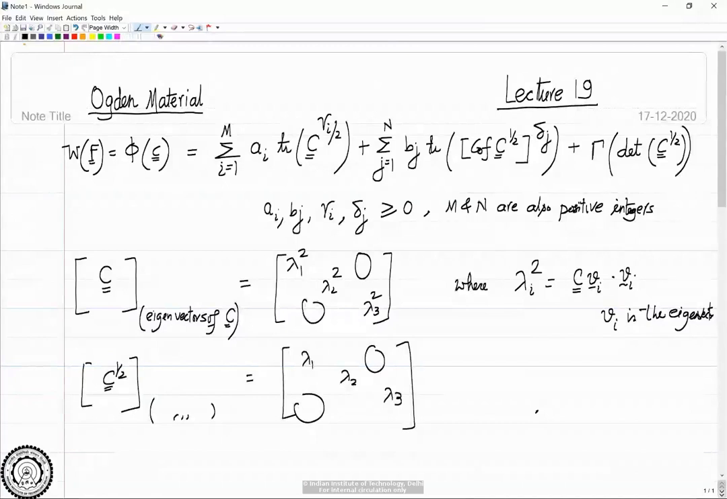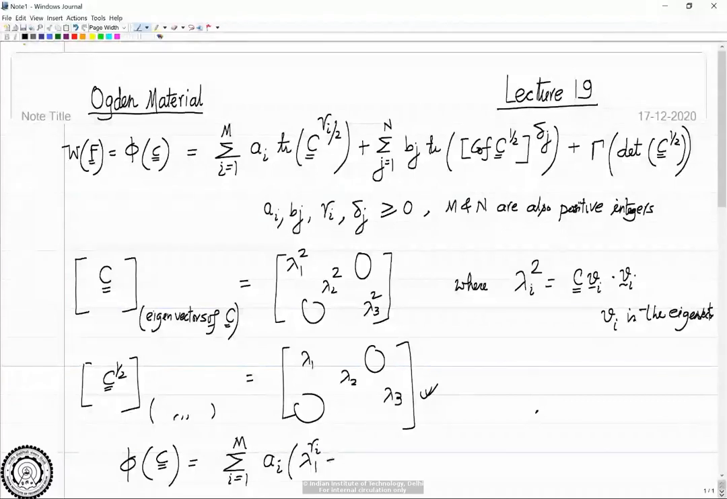So what does each of the terms then become? What do you think phi of C is? The first one is summation i equal to 1 to m of a_i into trace of C to the power gamma_i by 2. Now C to the power half is this matrix, then we have to further take the power gamma_i. That means each of the diagonal entries has to be raised to the power gamma_i. And since it is a trace, you then also sum the diagonals. I hope you can see that this becomes lambda 1 to the power gamma_i plus lambda 2 to the power gamma_i plus lambda 3 to the power gamma_i, isn't it?